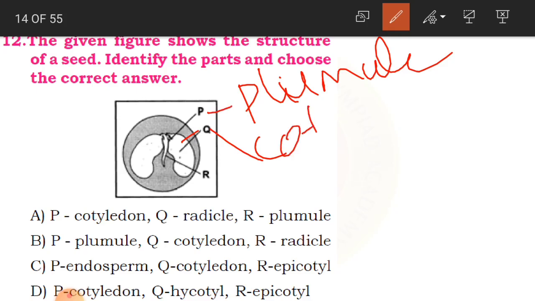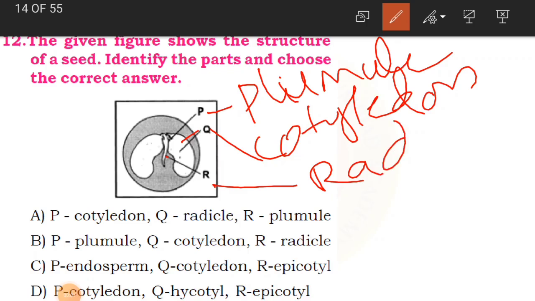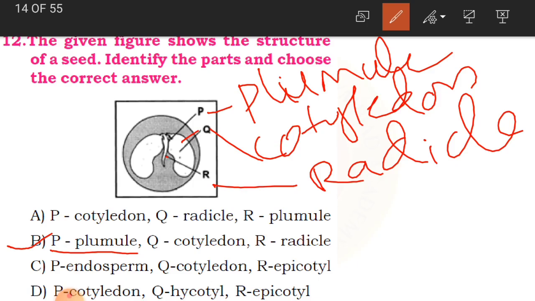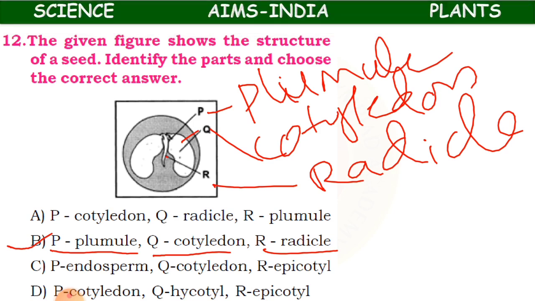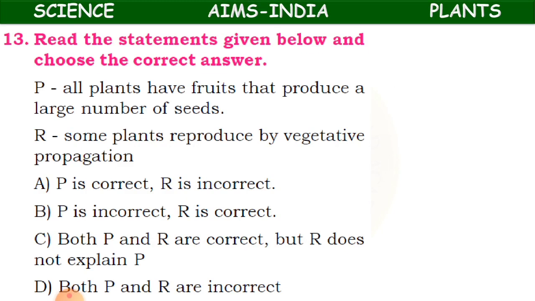Cotyledon. P is for plumule, so Q is for cotyledon. And here R is for radicle. Okay children, this is what P, Q and R represent. So according to that, which option is going to match our answer? That is B option. P is for plumule, Q is for cotyledon and R is for radicle. Clear children? Now we'll move on to the next question, the 13th one.